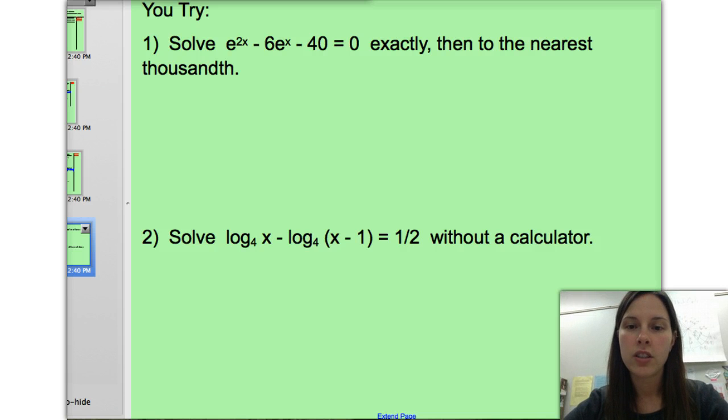And your you-try questions. Try these to the best of your ability. Go ahead and put in your answers in the quiz, and we will work on them tomorrow if we need lots of help.